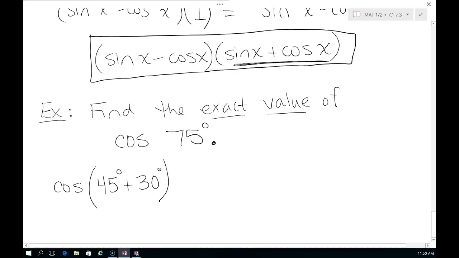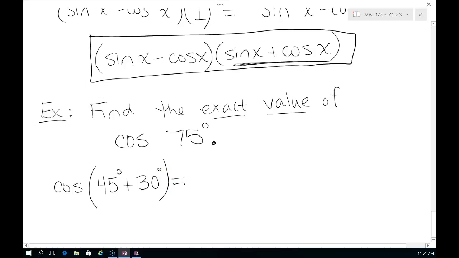And now remember what I said, we can't just do cosine of 45 plus cosine of 30. We can't distribute the cosine, the same way we can't distribute a square, and we can't distribute a square root, and we can't distribute a log. We have to use the formula.